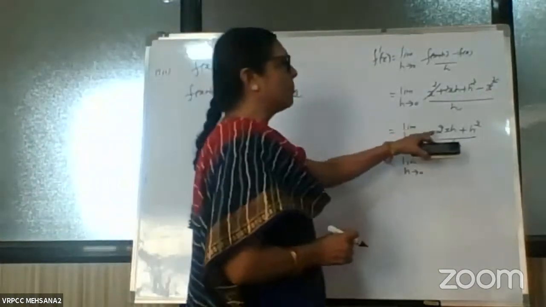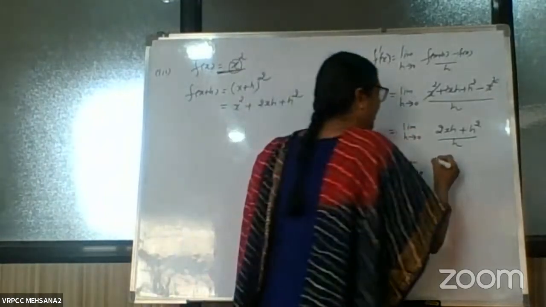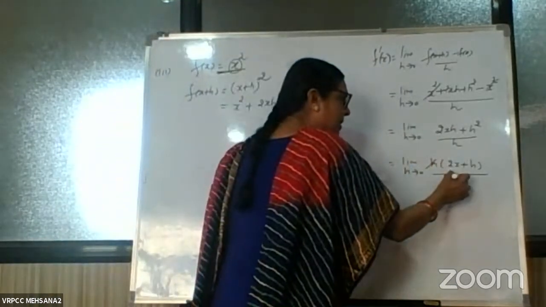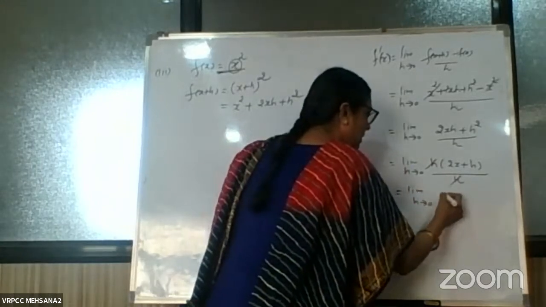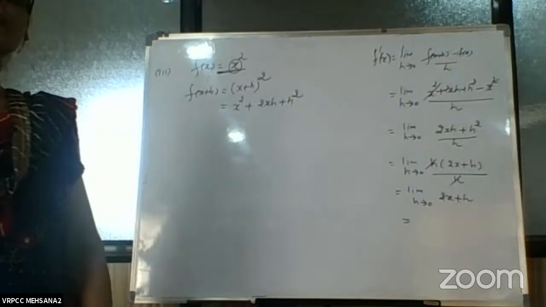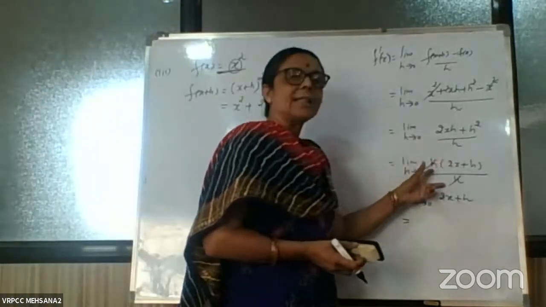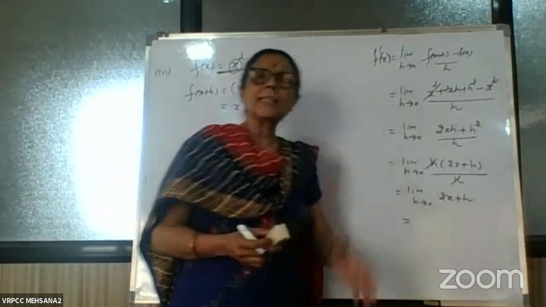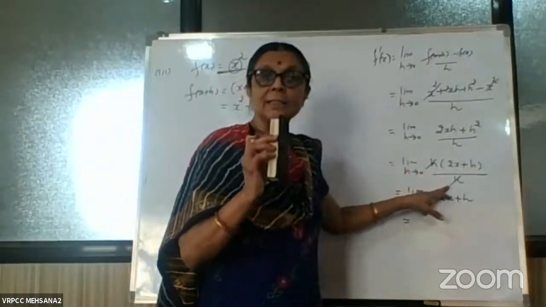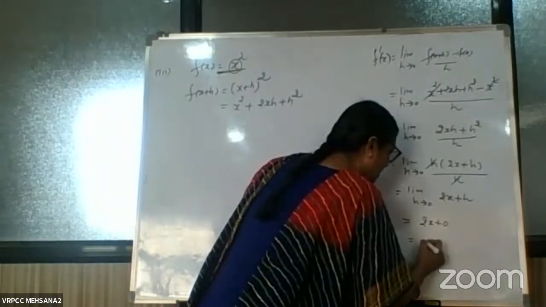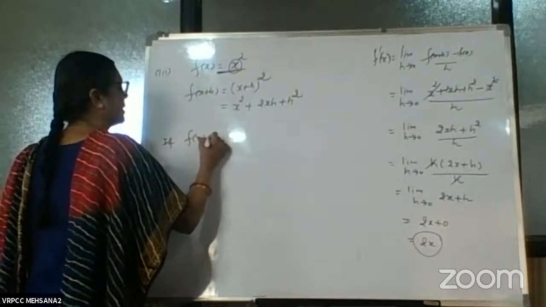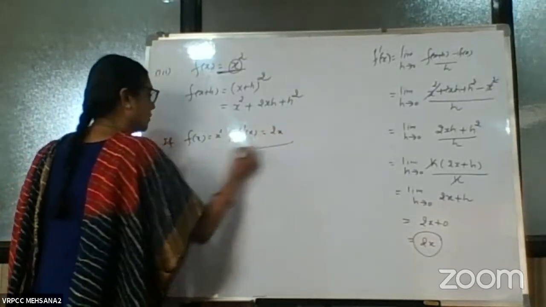Now you see that in the numerator, both the terms have h common. So we take h common: h times 2x plus h upon h. h cancels. Now you have the term 2x plus h. Then put h equal to 0 wherever h appears. The h in the denominator cancels, and if h remains in the result, you can put zero there. So 2x plus 0, which is equal to 2x. So derivative of x square: therefore if f(x) is equal to x square, f dash x is equal to 2x.